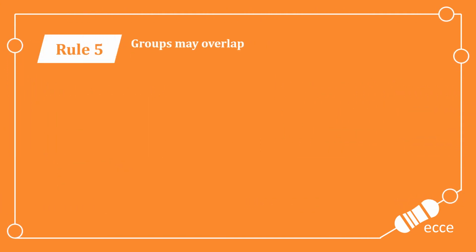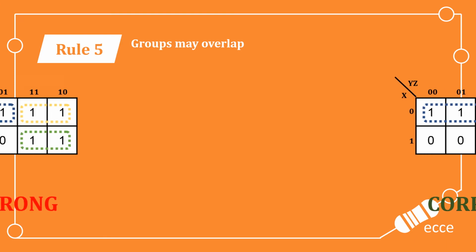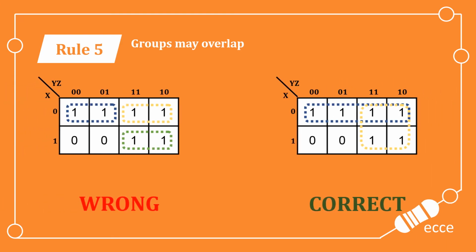Rule 5. Groups may overlap. We have encountered this in the previous examples. This means that even if a 1 of a series of ones have been grouped already, it can be used to complete another pair, another quad or an octet.